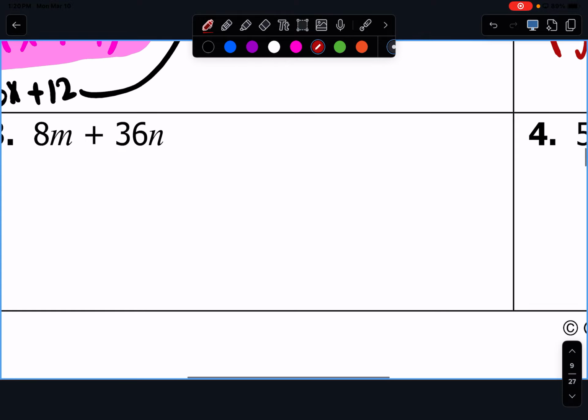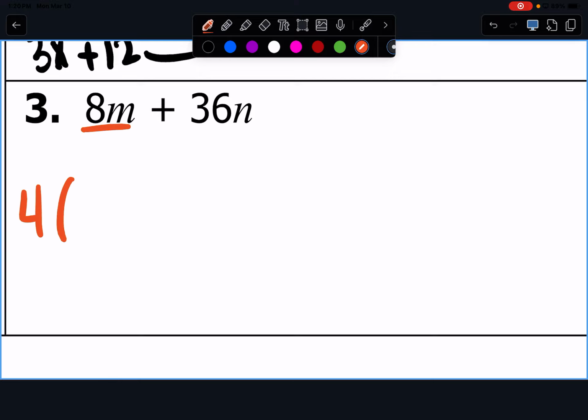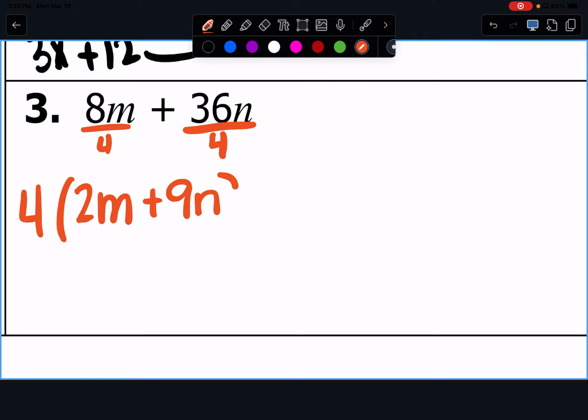For number 3, 4. All right, so we'll divide 8m by 4 and get 2m. 36n divided by 4 and get 9n. That is our answer.